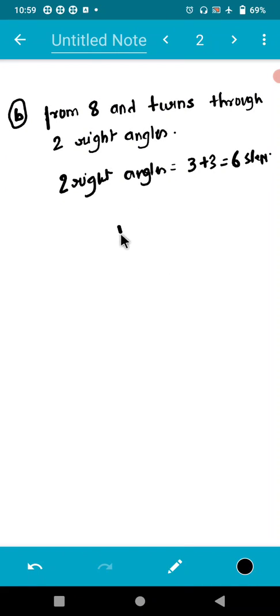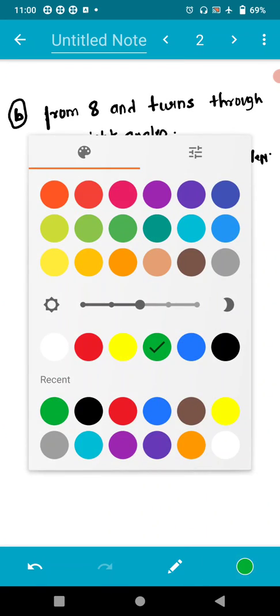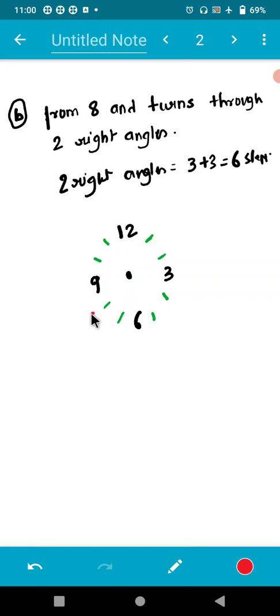Now 12, 3, 9 and 6, so we have to assume this as a clock, and this is 1, this is 2, 4, 5, 7, 8, 10 and 11. Now we are facing 8, that means this is the number that we are facing. Okay, so this hour hand is facing 8. Now it has to move 2 right angles, that means 6 steps. So from here we will count 1, 2, 3, 4, 5, 6. That means it will stop at 2.